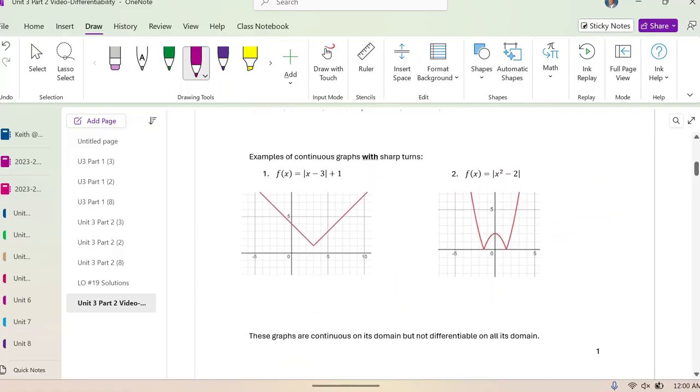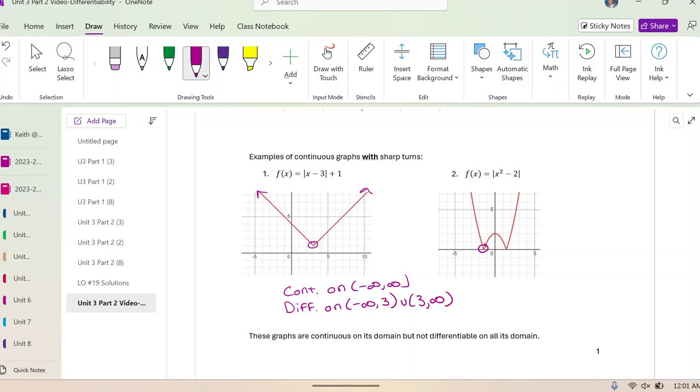Now below is an example of a continuous graph. This would be continuous everywhere. But notice there's a sharp turn here at 3. So therefore it would not be differentiable at 3. So therefore it's differentiable from negative infinity to positive 3, union 3 to infinity. Right? It's not differentiable at 3.